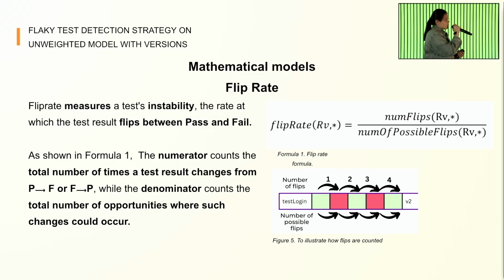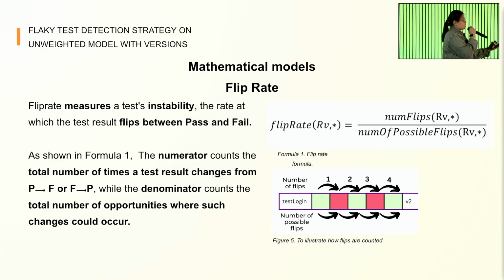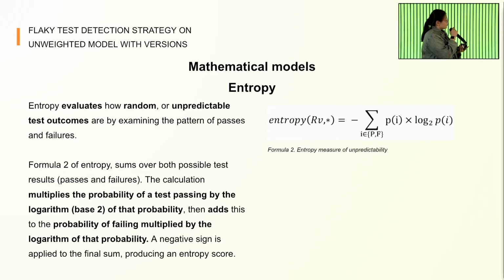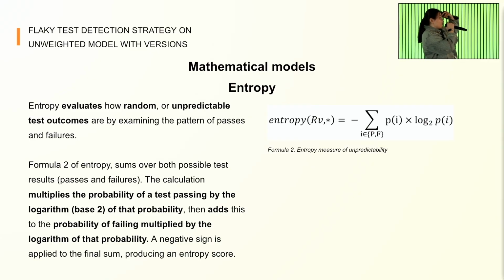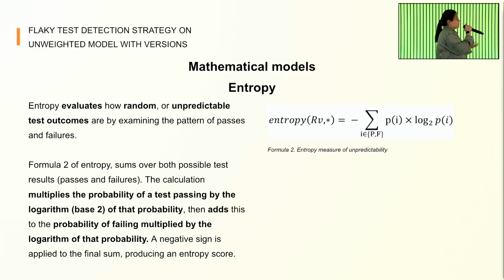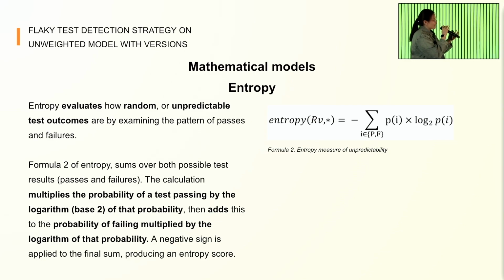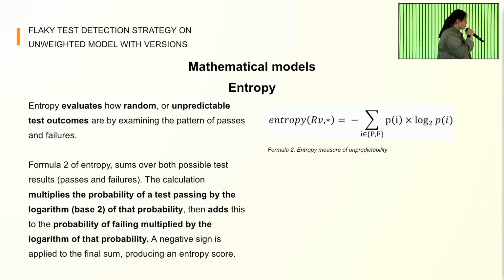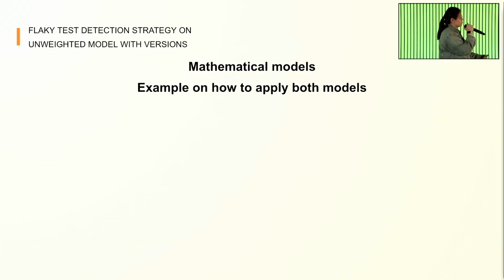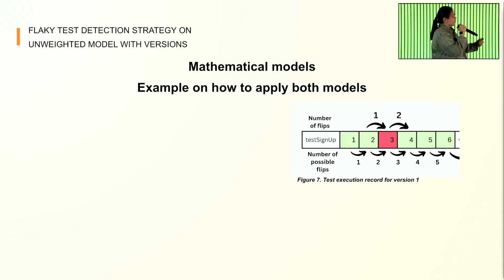The result of the score is from 0 to 1, and 1 means the test is absolutely flaky. From the illustration, you can see it is flaky. So that's how it looks. Then there is entropy. Entropy is just a formula. Basically, we add the probability of passing multiplied by the logarithm of the probability of passing, plus the probability of failing multiplied by the logarithm of the probability of failing, add them together, and put a minus sign before. So it's just a formula, nothing fancy. Next is an example of how to apply both models.